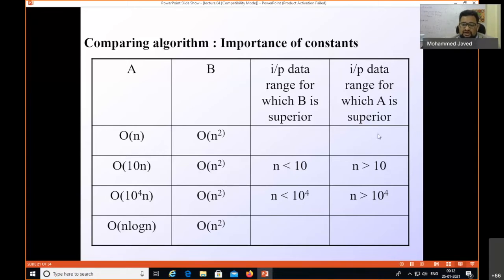Now if n is greater than 10, then A becomes the superior algorithm. And in the case of 10 power 4 n and O of n square, B becomes superior when n is less than 10 power 4, and A becomes superior when n is greater than 10 power 4. The whole idea is that the constant is also very important, and based on the range of the n value, we have to select the complexity of the algorithm.